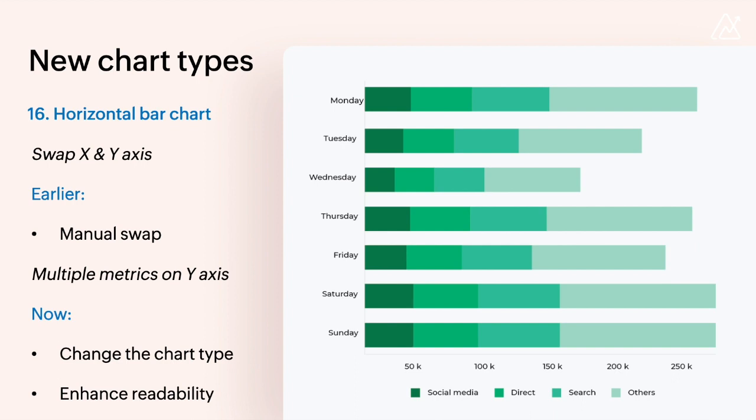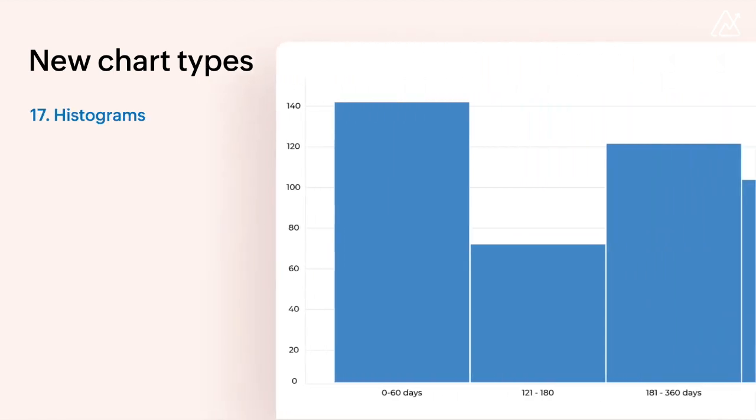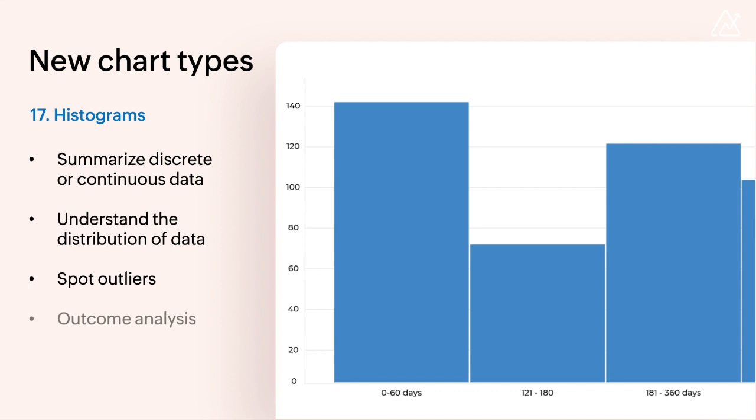The second new chart that we have added to our basket of visualizations is histograms. Histograms are useful to summarize discrete or continuous data. It helps you understand distribution of data, which is a key factor in making business decisions. It helps you to understand the skewedness in your data. It also helps you spot outliers, and histograms are very useful in analyzing outcomes.